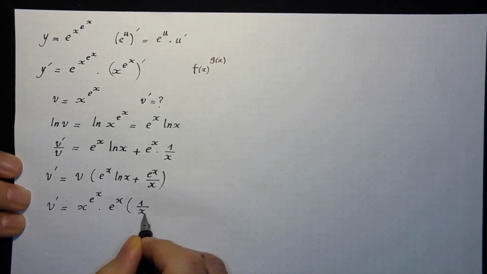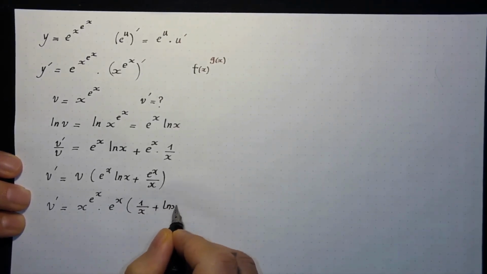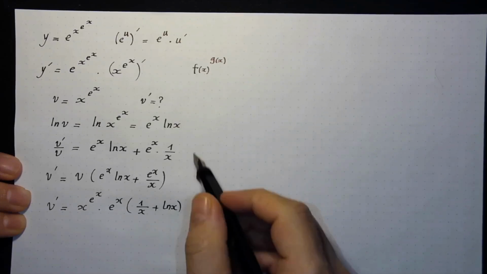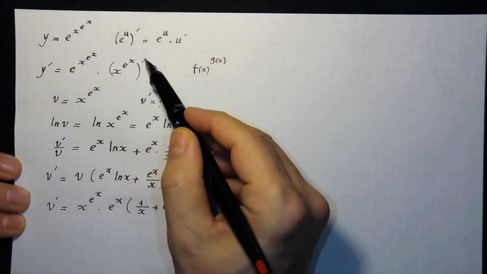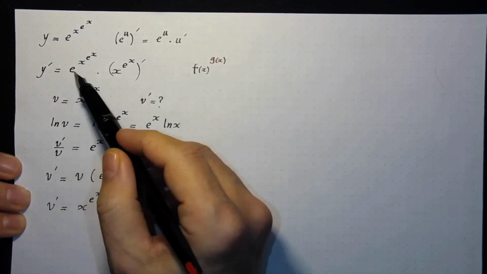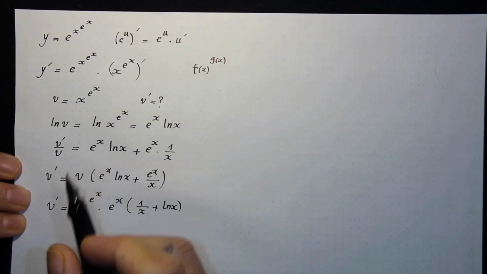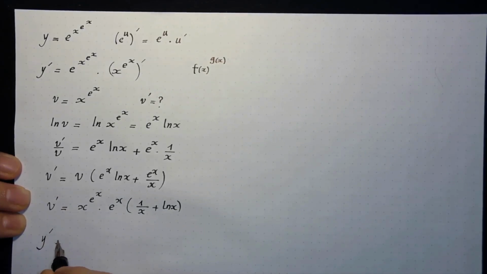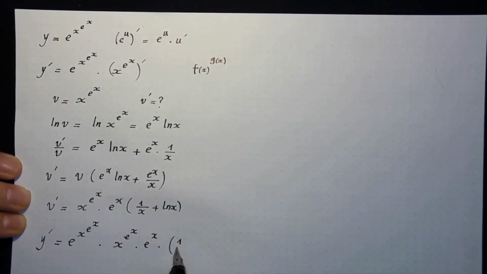If you don't mind, let me write it the other way around. This is your v prime. Now go back here. This is your v, this is your v prime that I calculated, and this is the function you had in the beginning. So finally, y prime is the same function e to the x to the e to the x multiplied by v prime, but v prime is x to the e to the x times e to the x times 1 over x plus ln of x. So that is the answer to the derivative of this function.